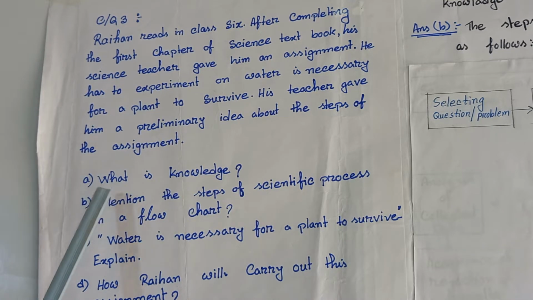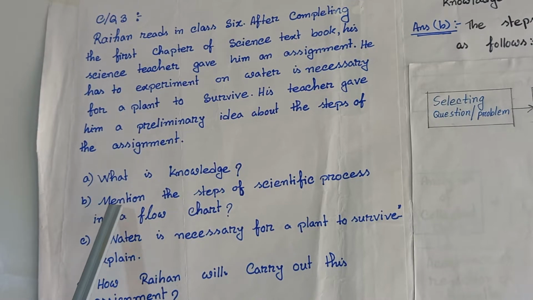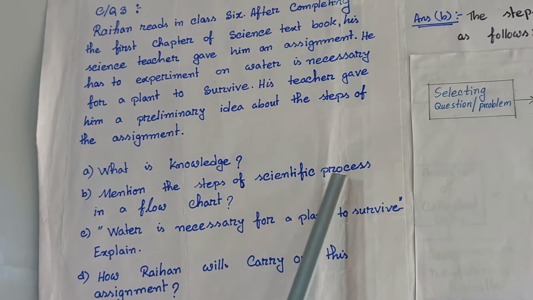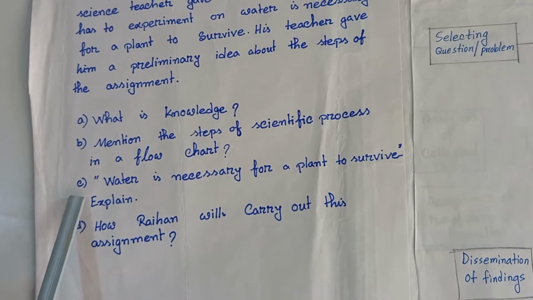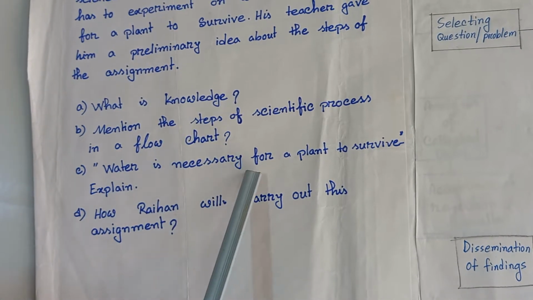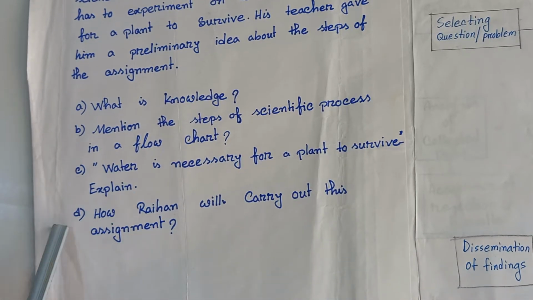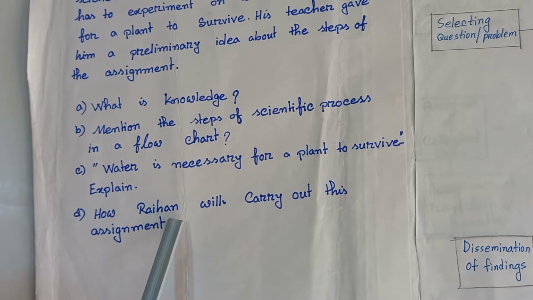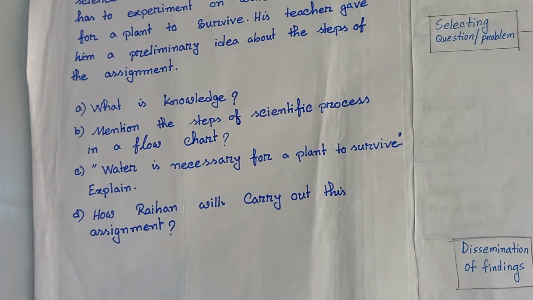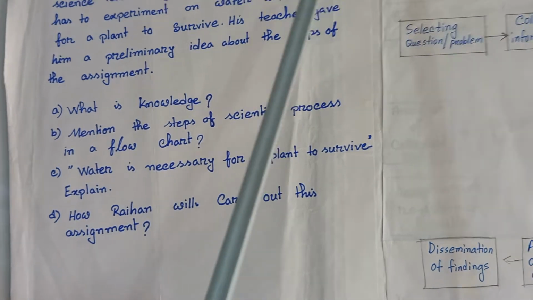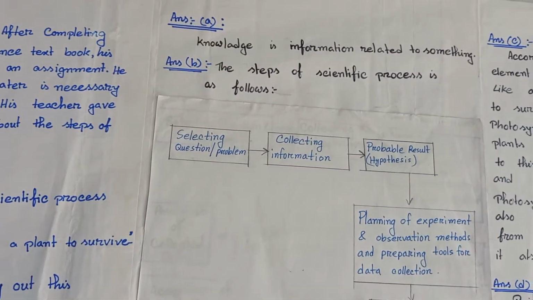Now question A is, what is knowledge? And question B is, mention the steps of scientific process in a flow chart. And here is C number, water is necessary for a plant to survive. Explain. And D number here is, how Raihan will carry out his assignment. Students, now here is question number A. Answer is here.